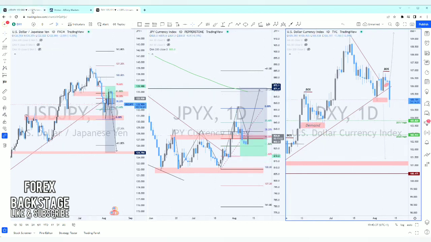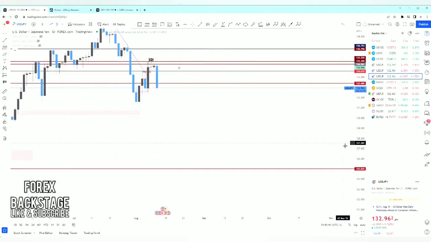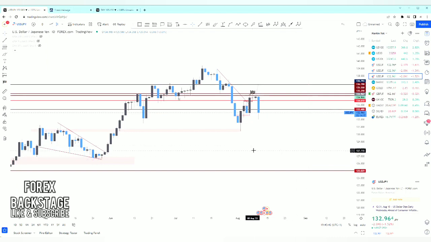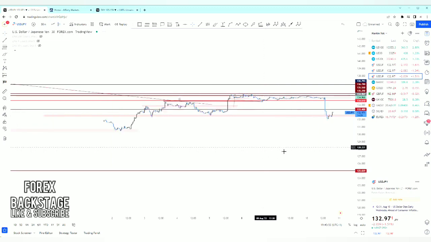Now I'm going to move to my USDJPY chart, so you can see how price is currently reacting in this market. Right now we're back into this support area, which I have my eyes on. Yesterday we took some buys on UJ. Let me just zoom in on my chart.